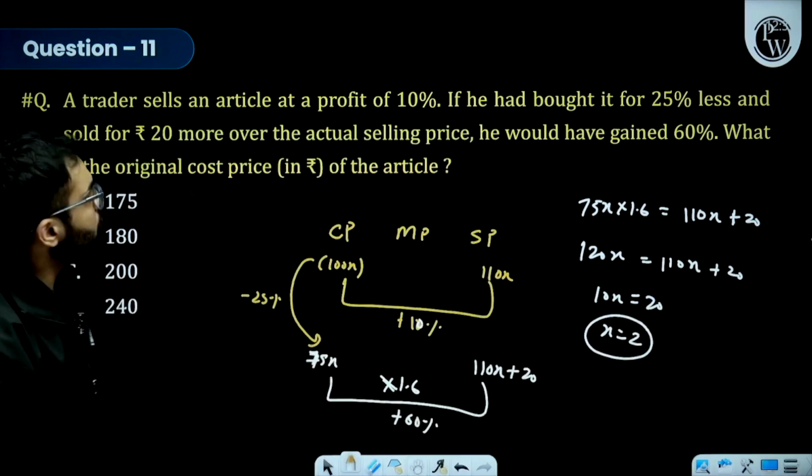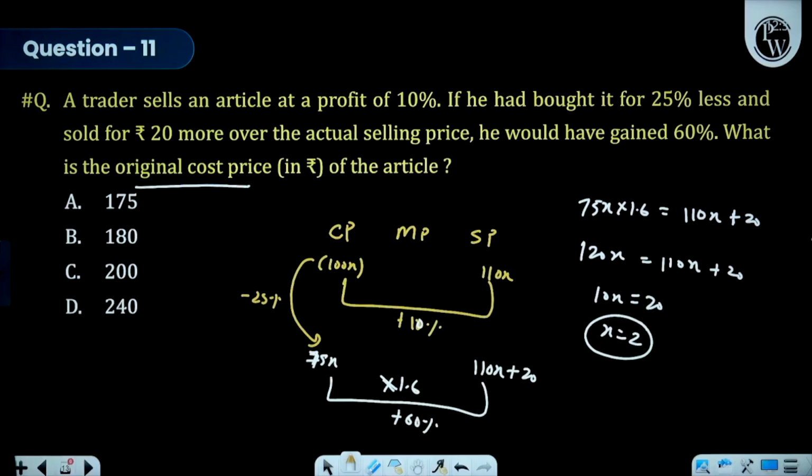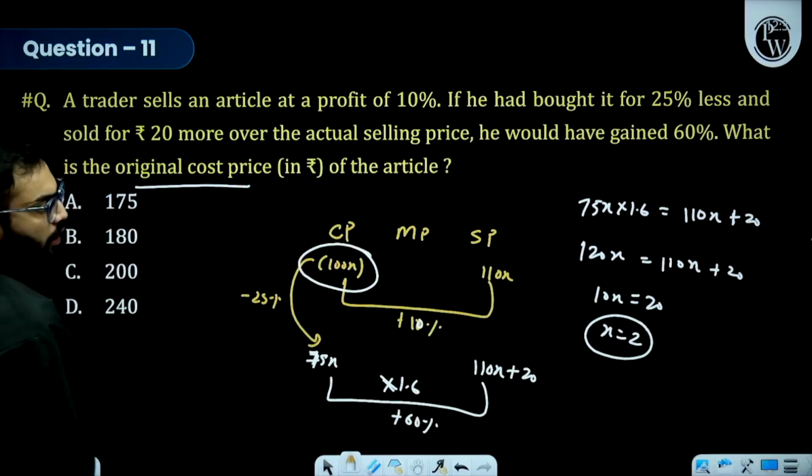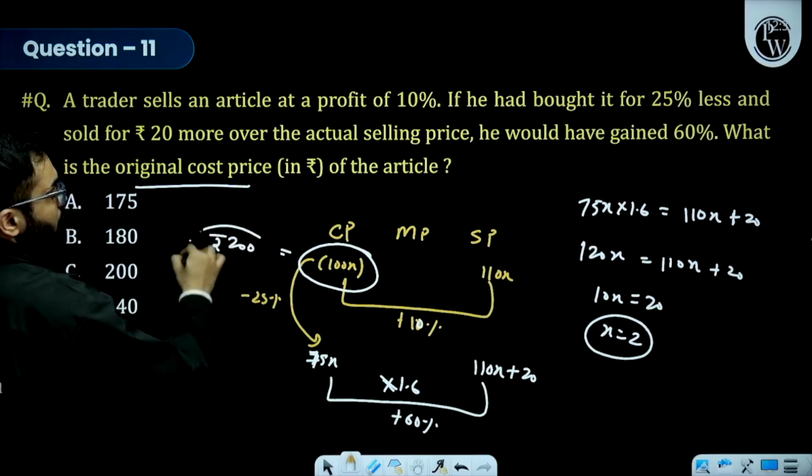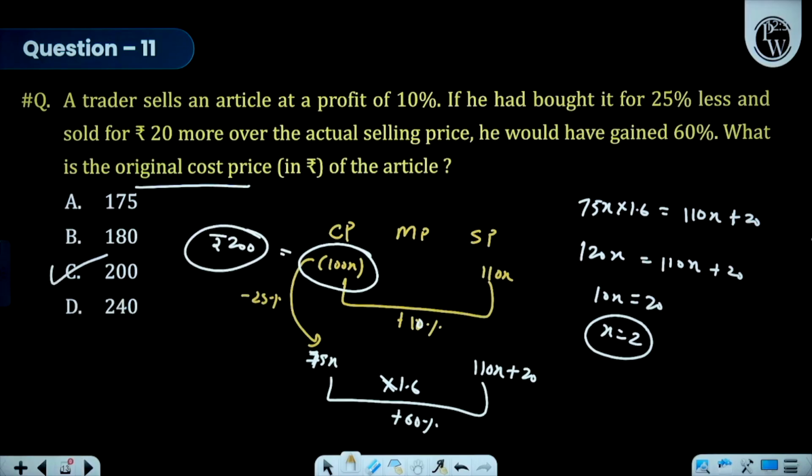And the question was asking us to find the original cost price. Original cost price was actually 100x and x is equal to 2. So this becomes 200 rupees. So the right answer for this one becomes option C. I hope there is no problem till here.